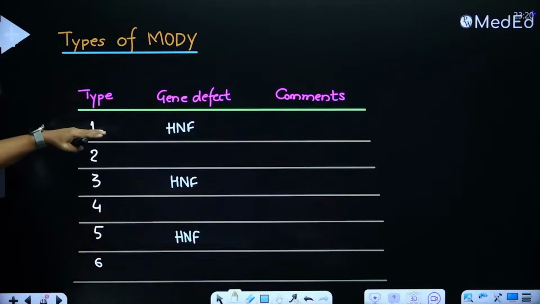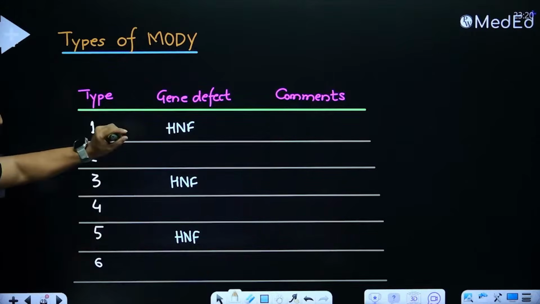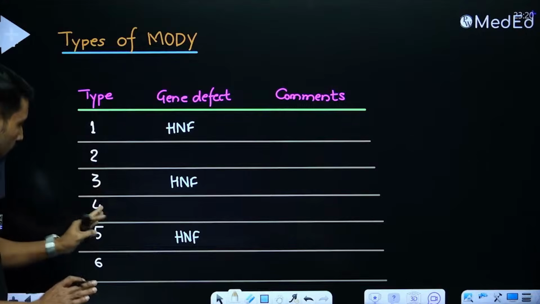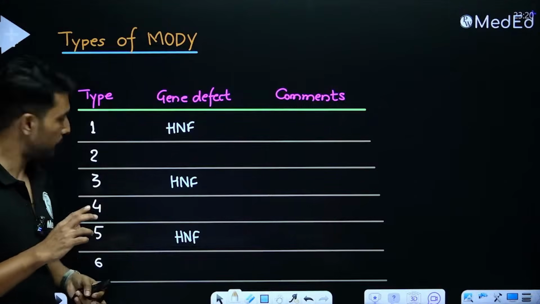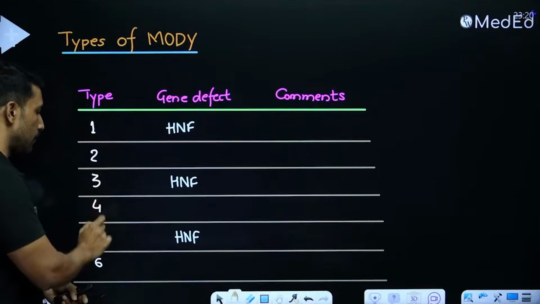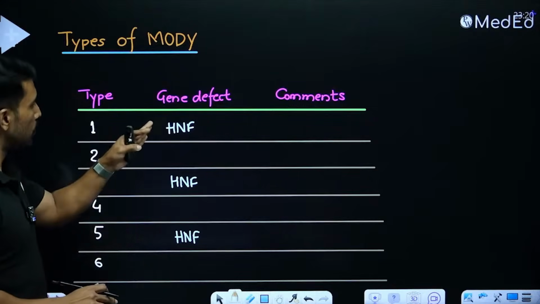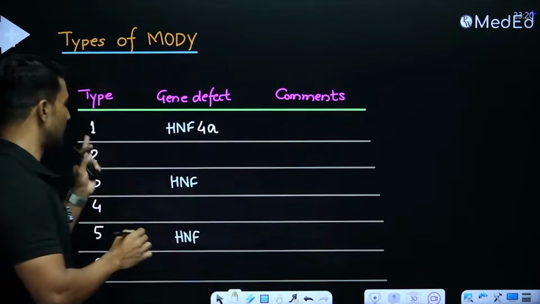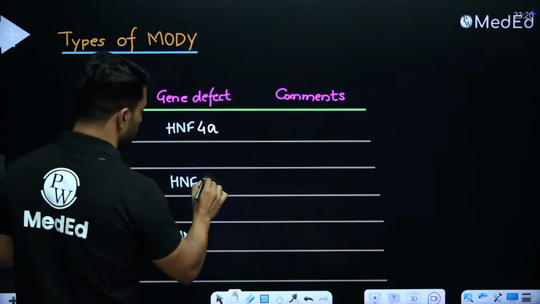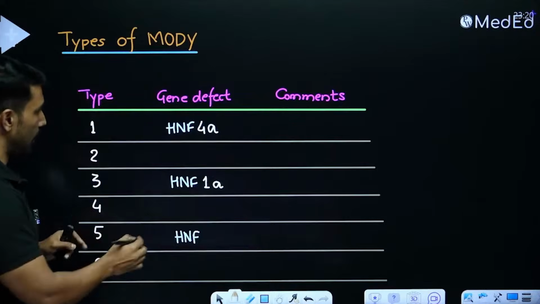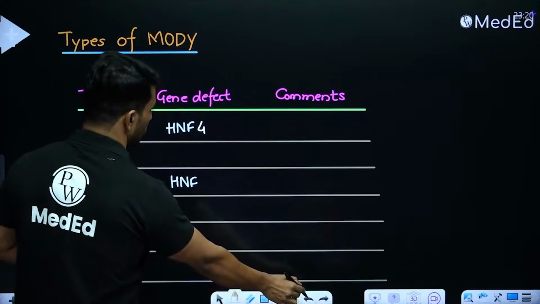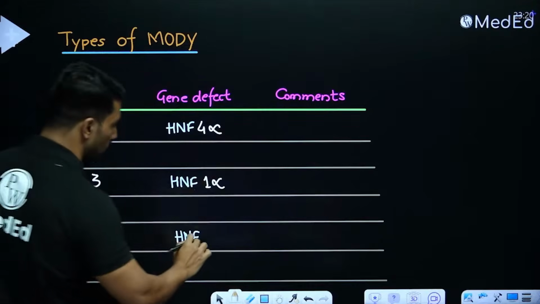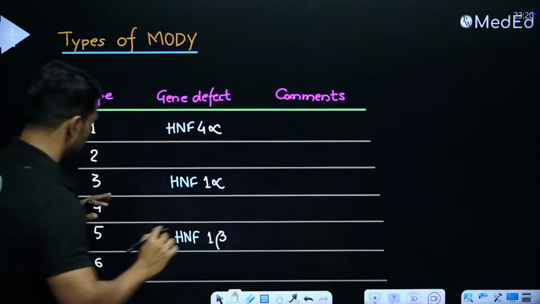Okay. So type 1, 3 and 5, they are due to mutations in hepatocyte nuclear factor. Why am I writing about 1, 3 and 5? Because I want to make it easier for you to remember. Odd numbers I'm picking up. 1, 3 and 5 are odd numbers. Odd number MODYs are due to HNF mutations. So HNF4 alpha mutation results in type 1 MODY. HNF1 alpha mutation results in type 3 MODY, and HNF1 beta mutation results in type 5 MODY.